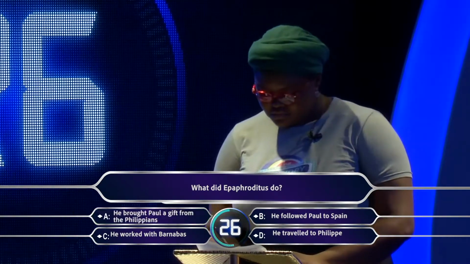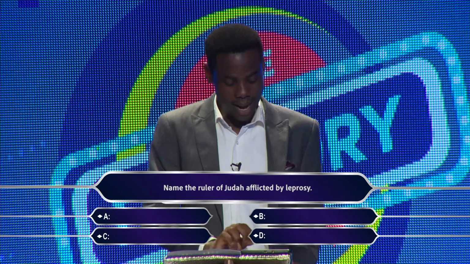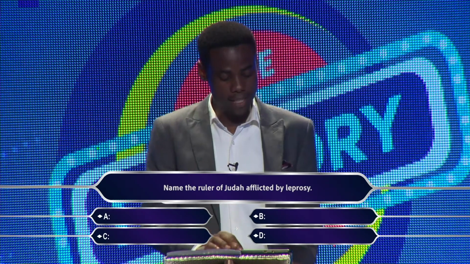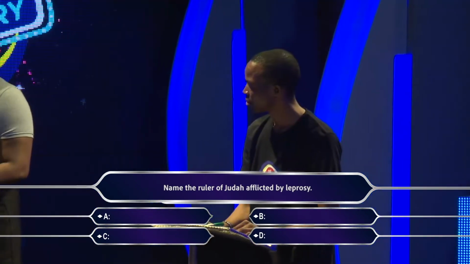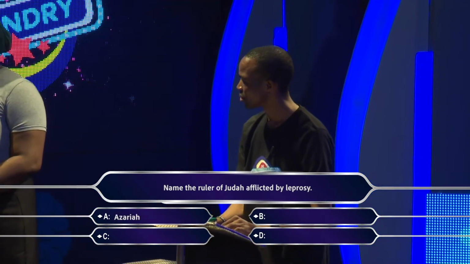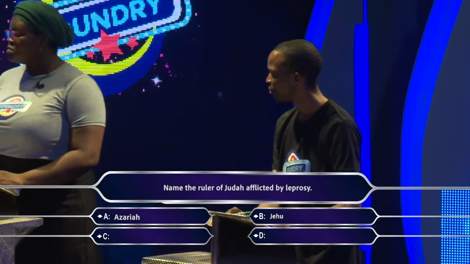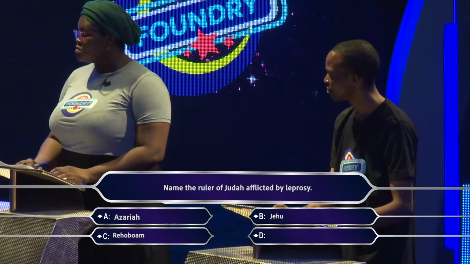Correct, 10 points. And Youth Province 2, Question 9. Name the ruler of Judah afflicted by leprosy. A, Azariah. B, Jehu. C, Rehoboam.